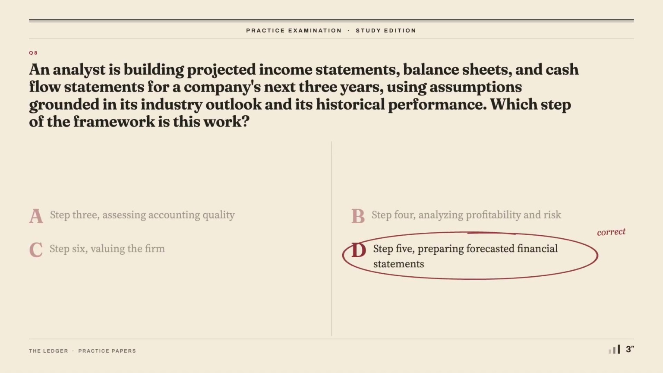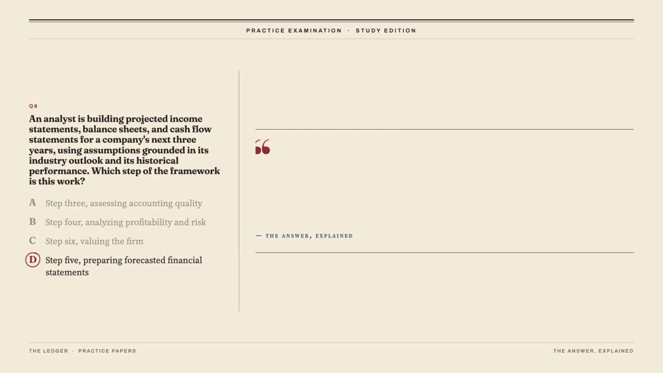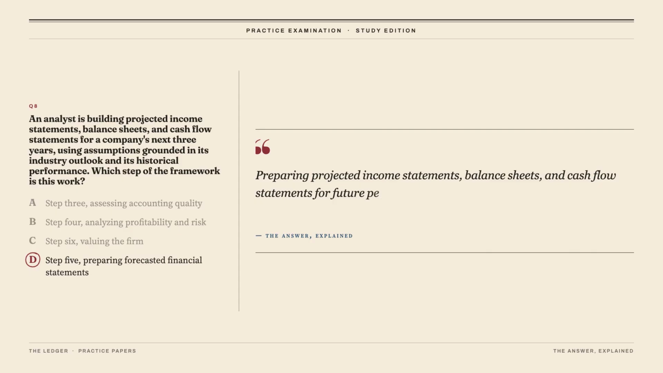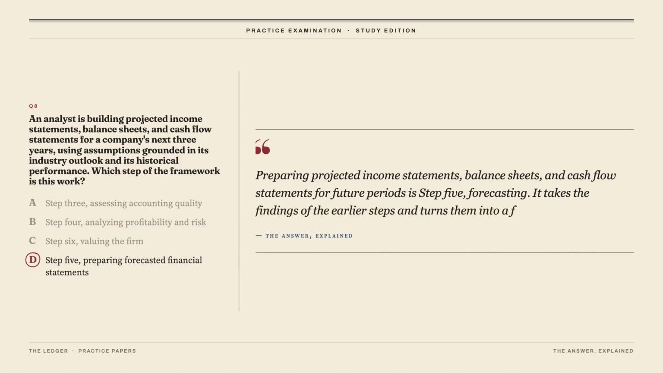The correct answer is D. Step 5, preparing forecasted financial statements. D is correct because preparing projected income statements, balance sheets, and cash flow statements for future periods is step 5, forecasting. It takes the findings of the earlier steps and turns them into a forward-looking set of statements.